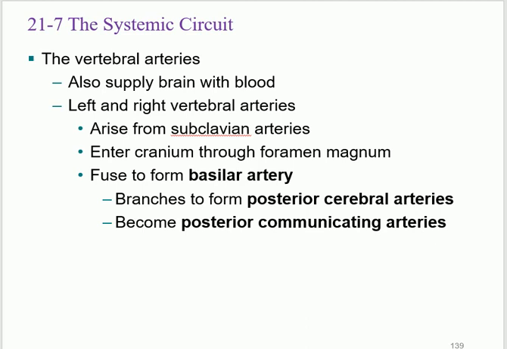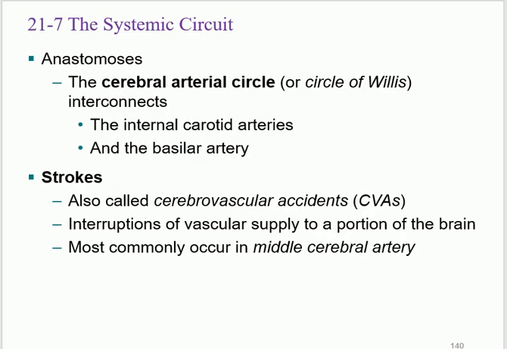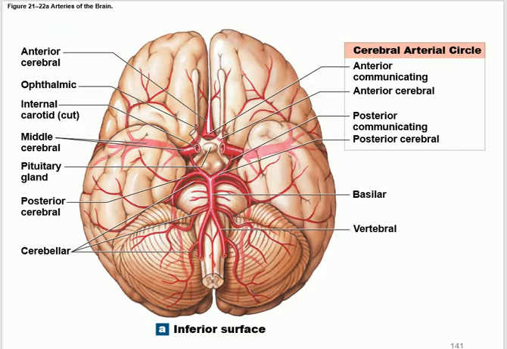So here it is. Look at this. The vertebrals join to make the basilar. The basilar ends up splitting into two posterior cerebrals. And then you have posterior communicating, internal carotid, middle cerebral, and then anterior cerebral, anterior communicating. Does anybody remember what I just mentioned? If you don't remember, you need to refresh your information.